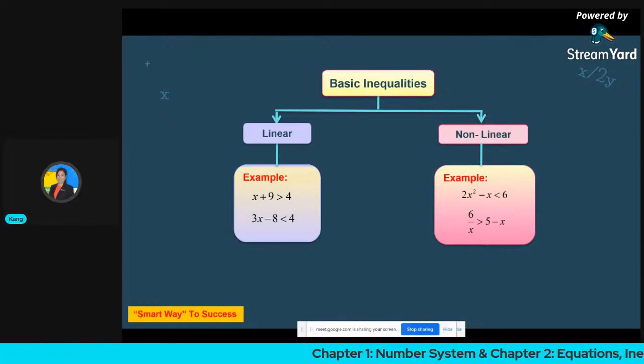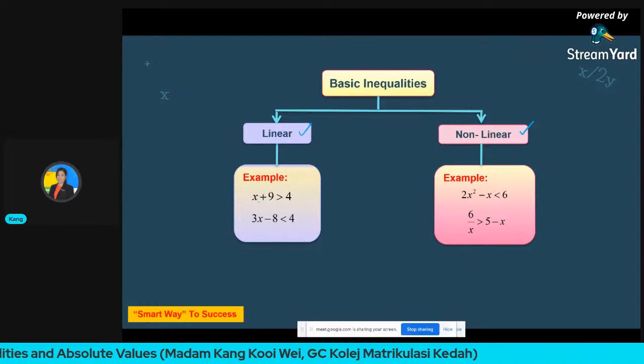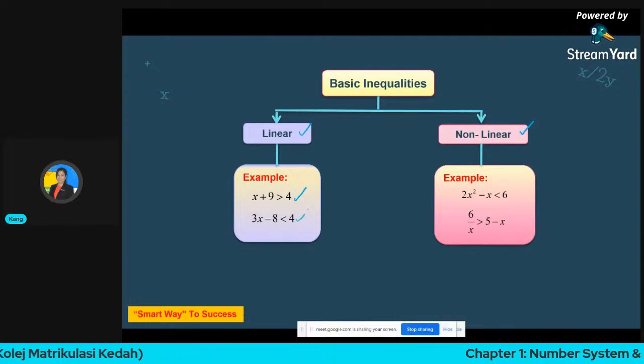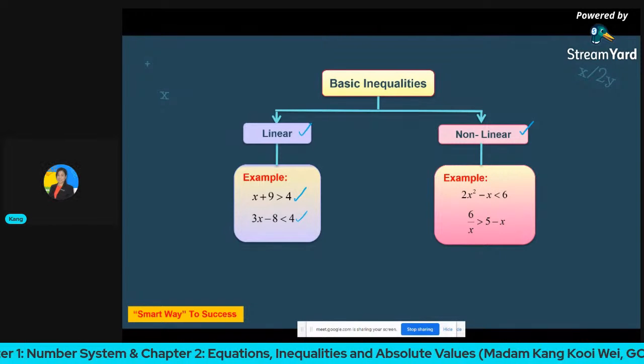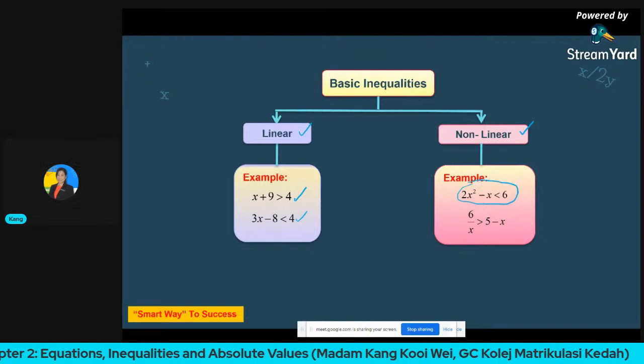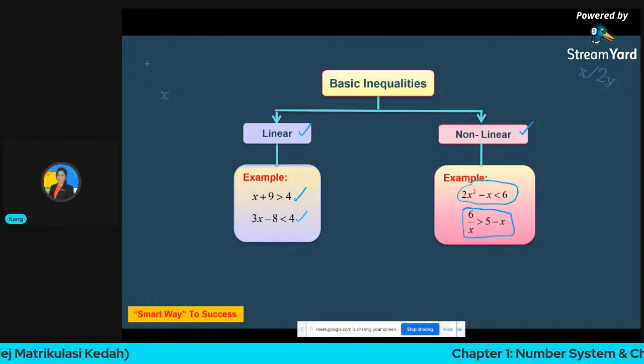For the basic inequalities, madam categorized them into linear and non-linear, for us to understand the methods of solving easily. For the linear, it is a very simple inequality. For example, x plus 9 greater than 4, 3x minus 8 less than 4. Very simple, so we know it as linear inequality. For the non-linear inequality, madam categorized it when we have a quadratic, such as 2x squared minus x less than 6, and also when it involves a fraction.